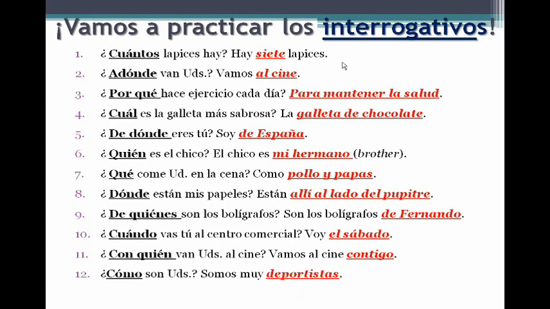¿Cómo son ustedes? What are you all like? And the answer should have been a dead giveaway with somos muy deportistas. That's what their personality is like. And that is how you are able to tell the difference between the 12 Spanish interrogatives. Please bring any questions you have to class, and I'll be happy to talk to you further about that.